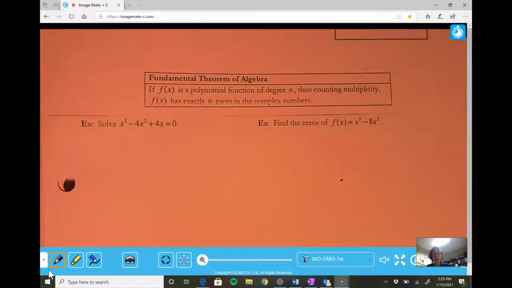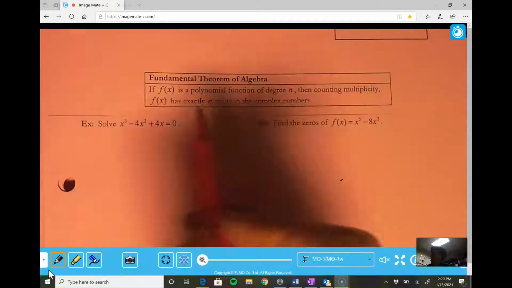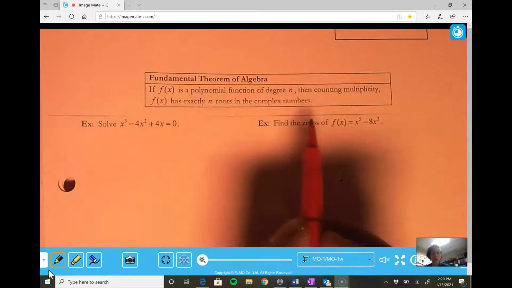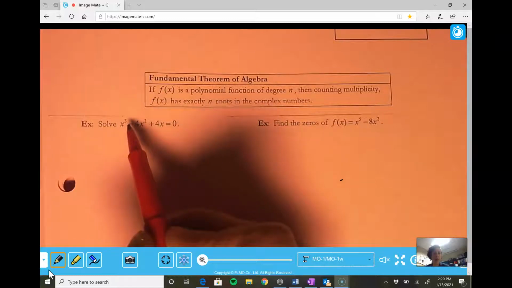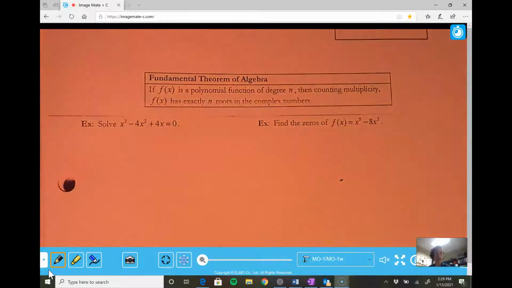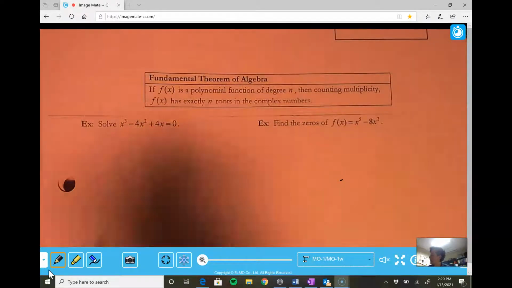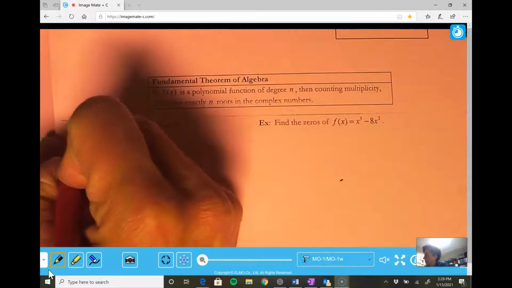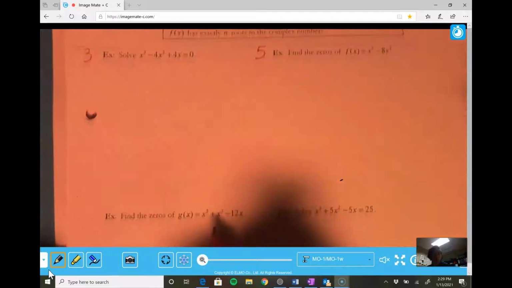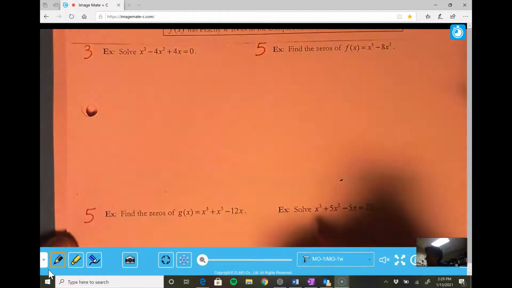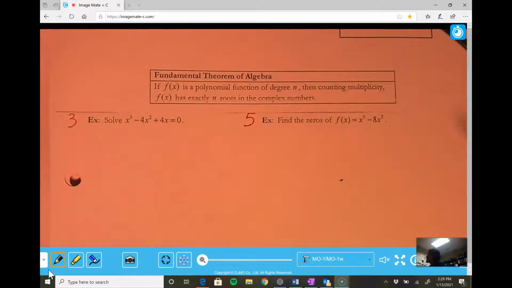The first thing I want to go over is the fundamental theorem of algebra. It basically tells you that if you look at your polynomial function and its highest exponent, that is going to tell you the number of answers you should have in your problem. According to this, I will end up having 3 answers. For this one, I'll have 5 answers, and for this one, 5 answers, and for this one, 3 answers. As far as the factoring goes, pay attention to the directions.